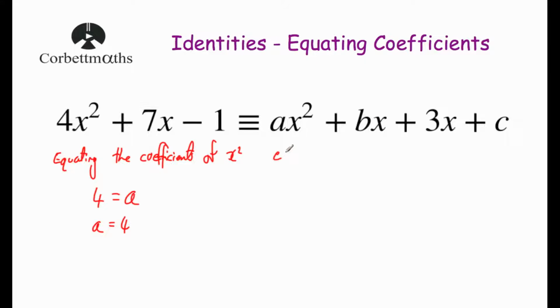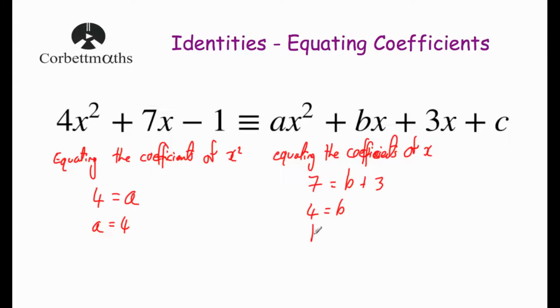Okay, so we found a, now let's find our b. So let's equate the coefficients of x. So on the left hand side, the x terms are this 7x, so the coefficient of x here is 7. And on the right hand side, we've got two terms of x. We've got a bx and a plus 3x. So the coefficient of bx would be b, and the coefficient of plus 3x is going to be plus 3. So if you solve this equation by subtracting 3 from both sides, you're going to get 4 equals b. So we've got b equals 4.